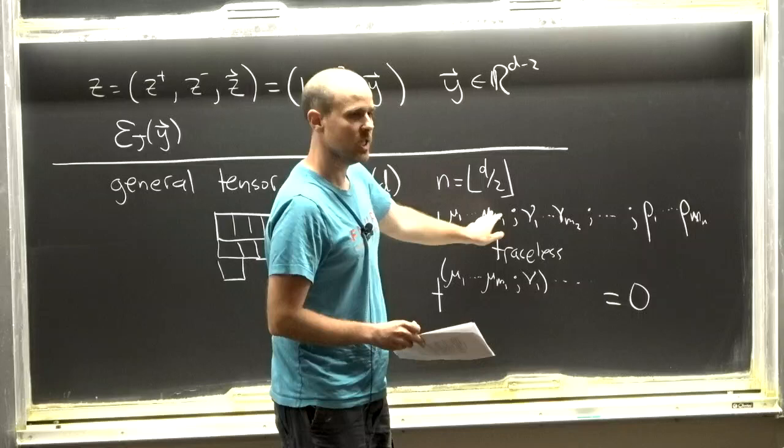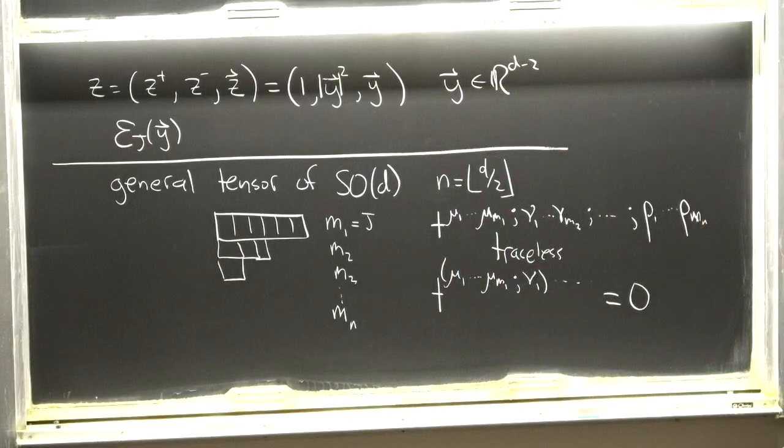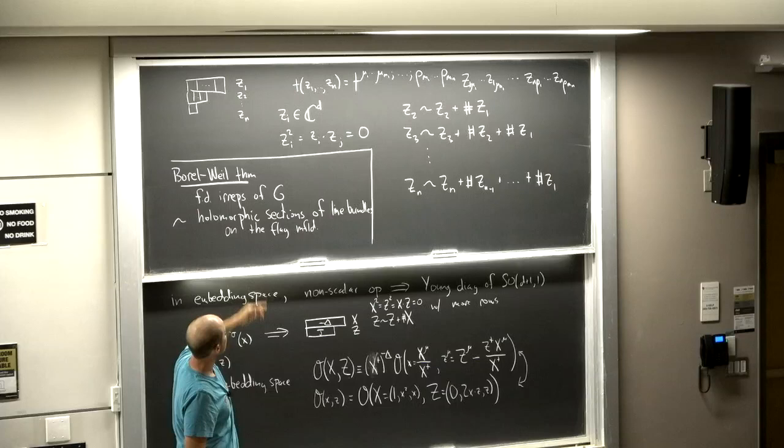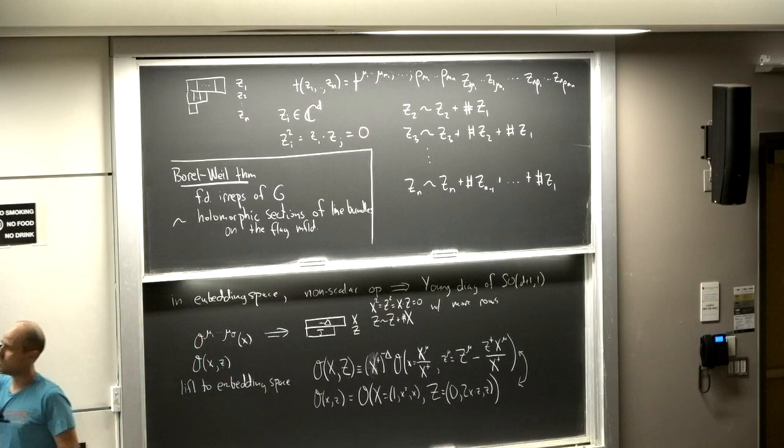Now, what does that mean in terms of the polynomial that you built? Well, if you hit each index with the same rotation matrix, that's the same as hitting each of the polarization vectors with the same rotation matrix. That means that the polynomial transforms by having the same rotation matrix act on each of its arguments. And so that's exactly what we have over here. Other questions?